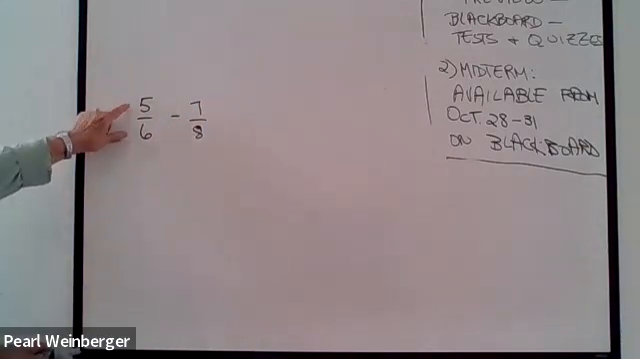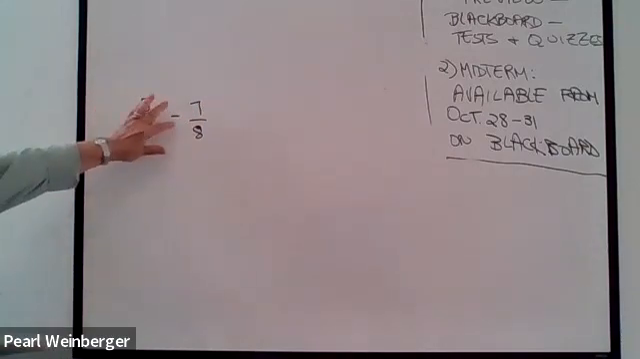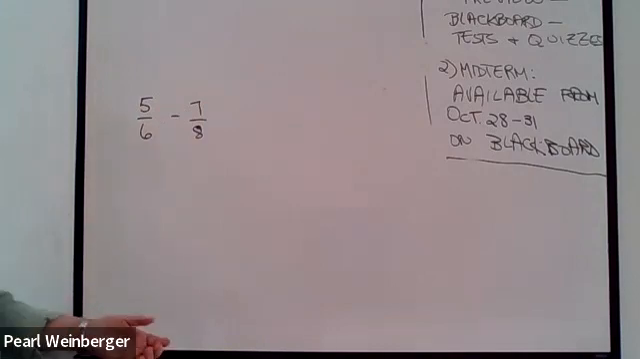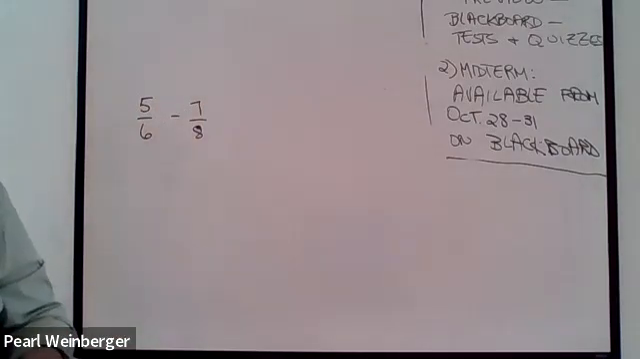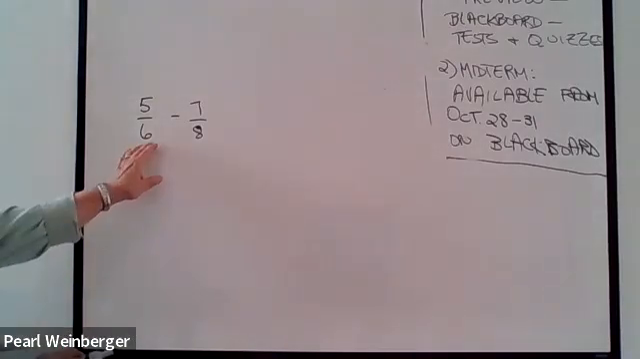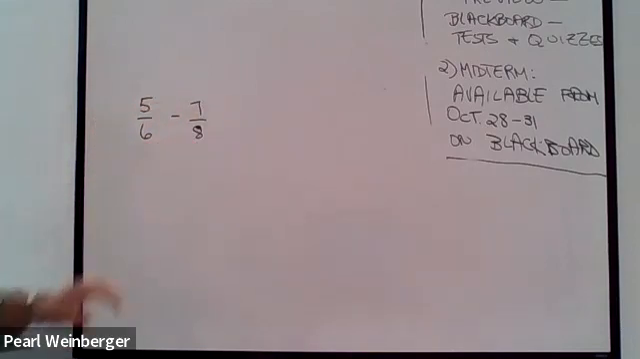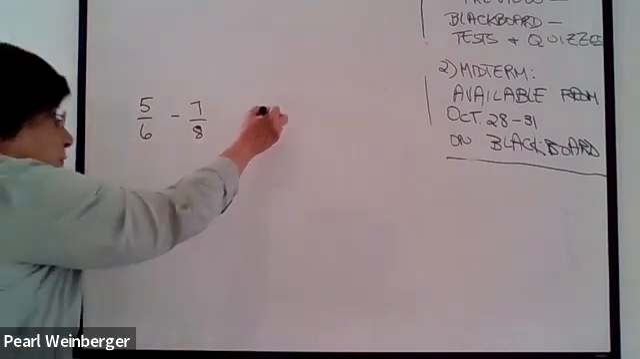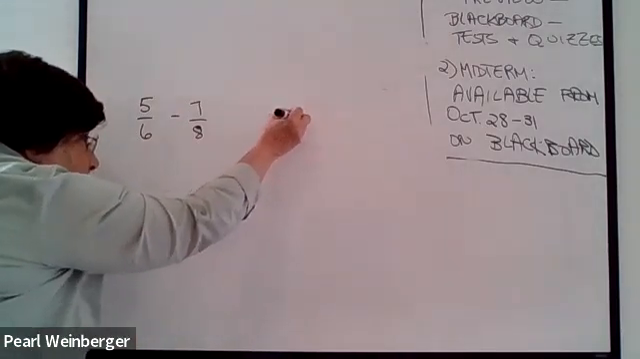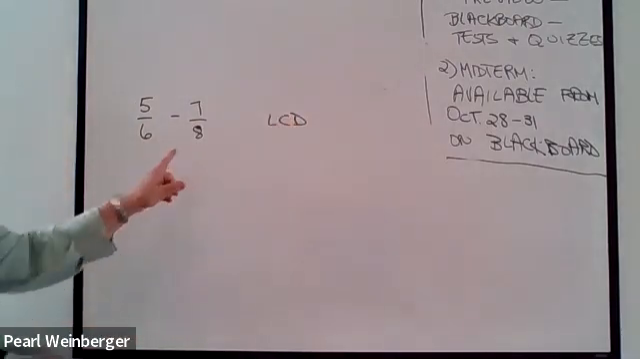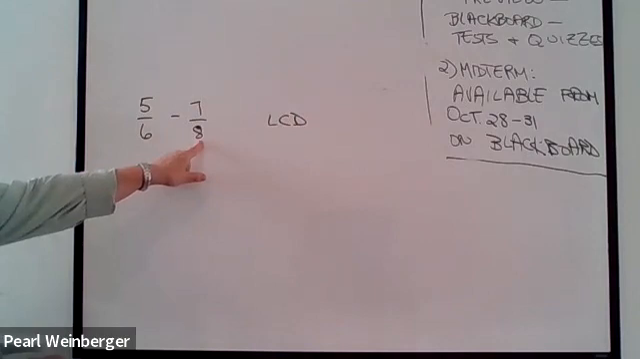But let's first talk about, what if I gave you 5 over 6 minus 7 over 8? And I said I wanted you to combine these two fractions. I want you to get these two fractions into a single fraction. We can't just combine the numerators because the denominators are not the same. So what we have to do is find the least common denominator. One of the ways we find the least common denominator is by looking at the larger denominator and then seeing if the second denominator divides evenly into it.